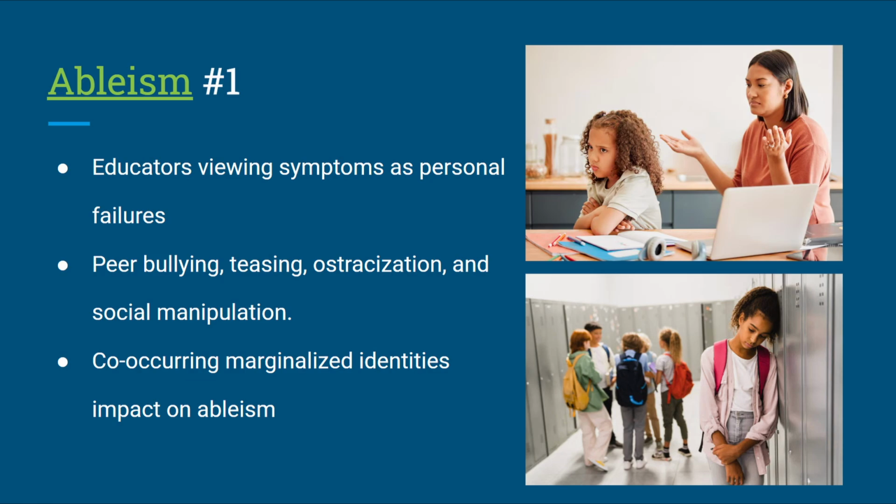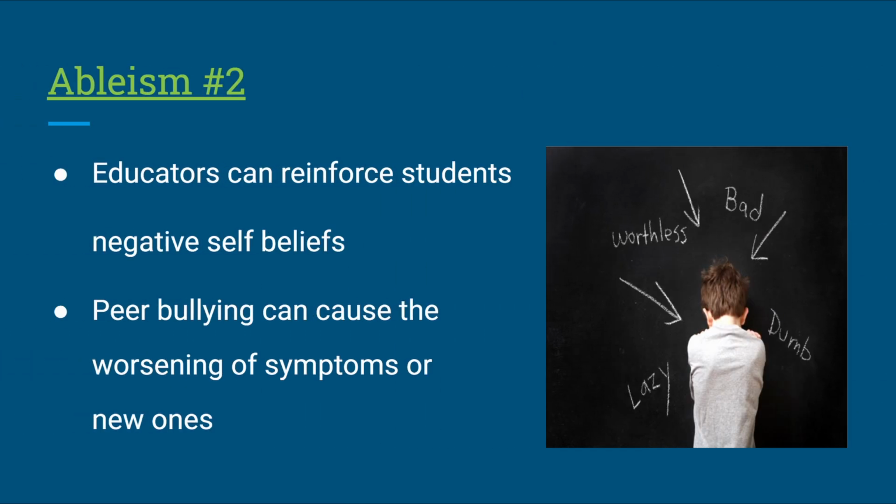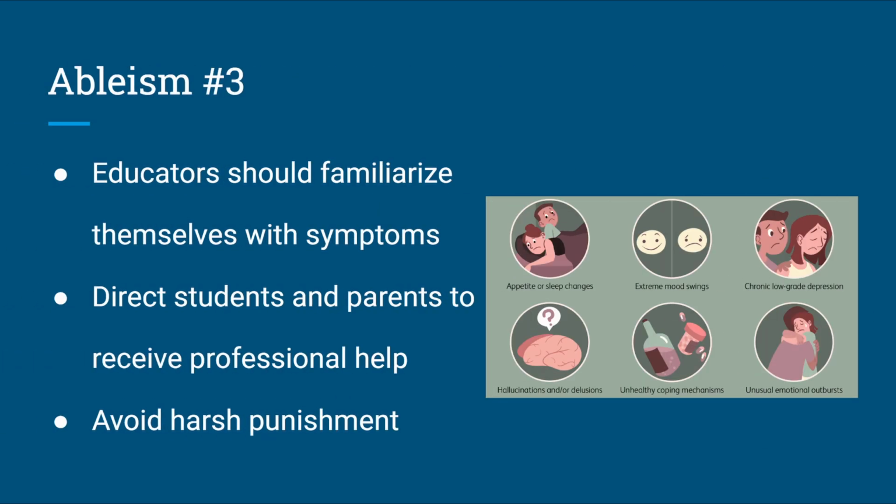Ableism in the classroom. Educators may view symptoms and disengagement in classroom activities as disrespect, laziness, and disinterest in education. Peers may also ostracize, tease, spread rumors, and lie about students with disabilities. Students with other marginalized identities are more likely to experience bullying. How does ableism in the classroom affect students? Educators may reinforce students' negative self-beliefs of feeling inadequate, having low self-esteem, and low self-image. Peer bullying can lead to some disorders like anxiety and depression, and can also worsen students' symptoms, both mental and physical.